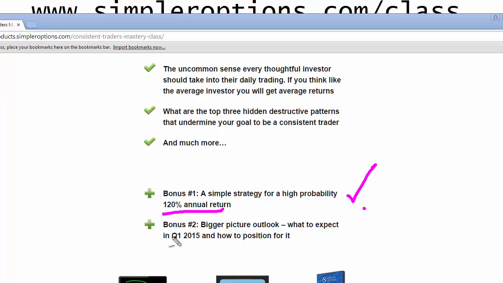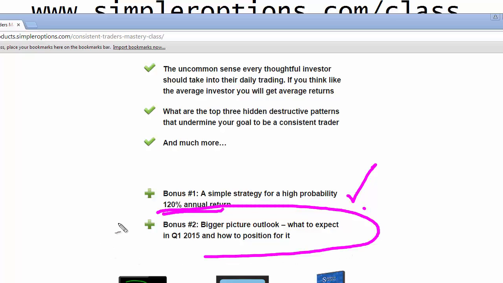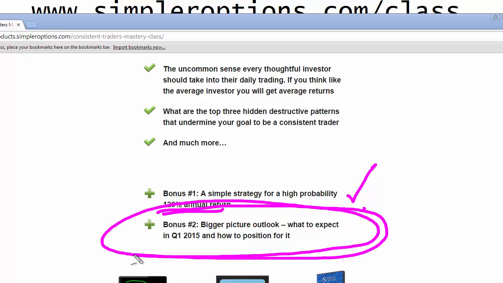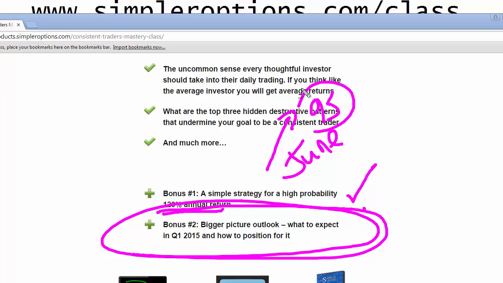And then bonus number 2: it's time to update the bigger picture outlook. Back in November, I said that the US dollar was going to get to 95 by June. Well, here it is in January, and we already hit that target. So what does that mean for the rest of the year?